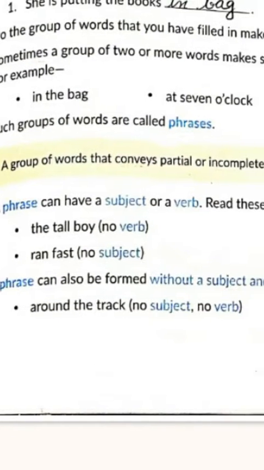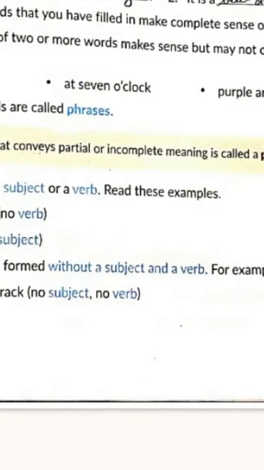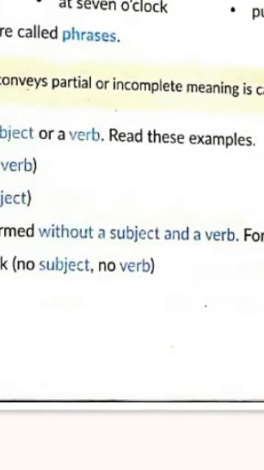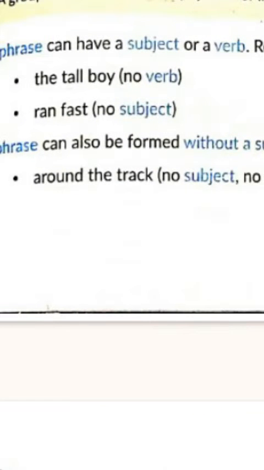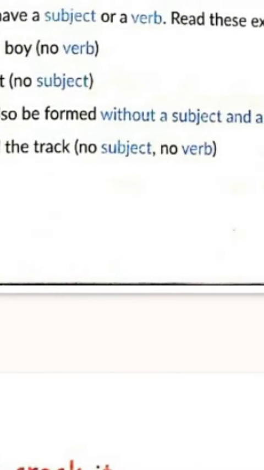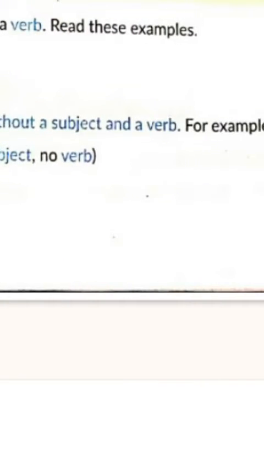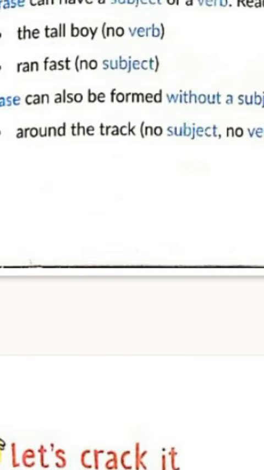Phrase. A group of words that conveys partial and incomplete meaning is called a phrase. A phrase can have a subject or a verb. Read this example: the tall boy. Here is no verb. Rain fast. Here is no subject. A phrase can also be formed without a subject and a verb. For example, around the track. Here is no subject, no verb.